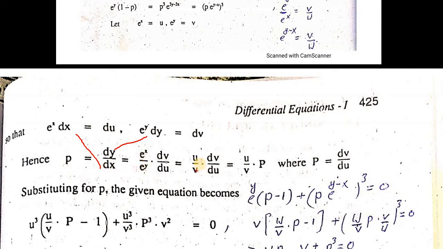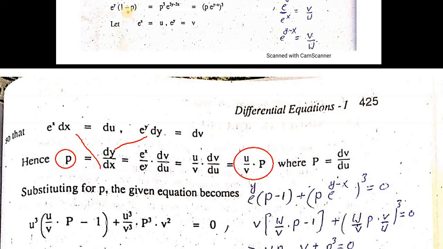Now e power x over e power y is equal to u divided by v is equal to dv over du, and dv over du can be replaced by p, where p is equal to this one. Here we have 2 p's, this is one p, this is another p, both the p's are different. So value of p, this is p which is equal to this one. This p is equal to p dv by du. This p is equal to dy by dx, and after simplification it equals this side.